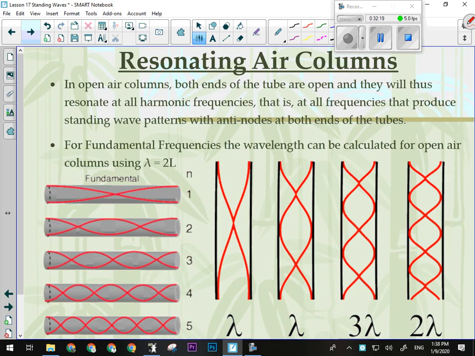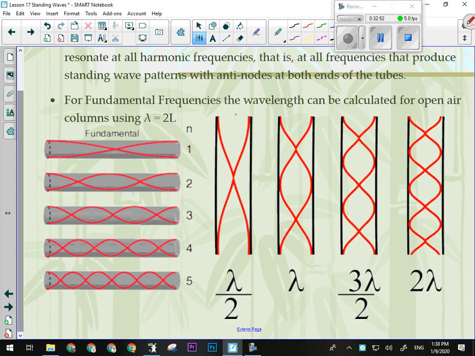Okay. Now, open air columns, like we say, are open at both ends. So if they're open at both ends, then you've got to have something producing the vibration, and all the reflections actually occur off the inside of the pipe. That's where the reflections occur, because obviously there's nothing to reflect off of down here. But that produces an antinode at both ends of the pipe. Meaning, again, we can get a wider range of frequencies. In an open air column, this is F1, this is F2, this is F3, this is F4. It resonates at all of its harmonic frequencies. A closed air column only resonates at every other one.